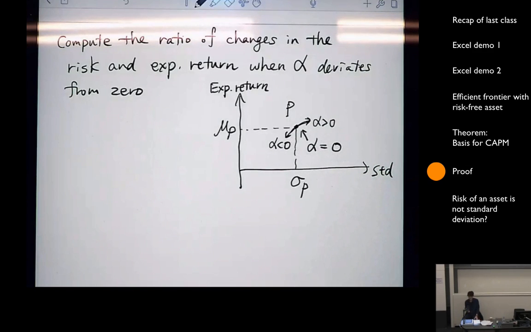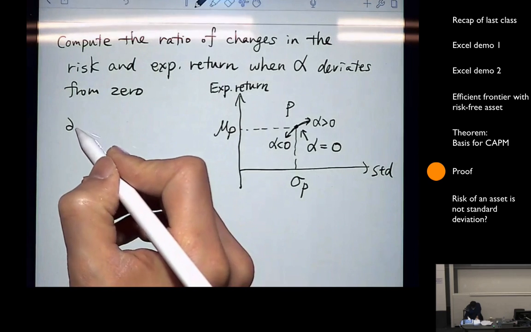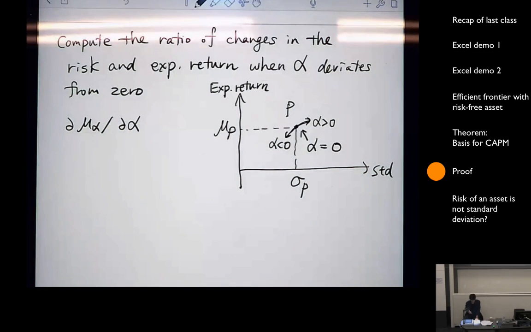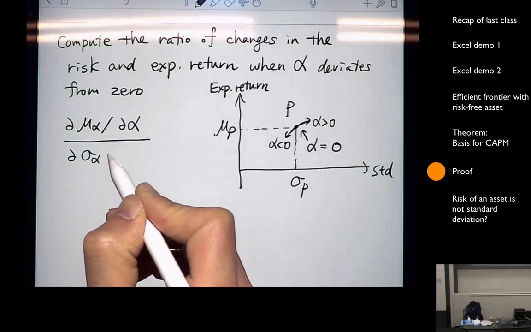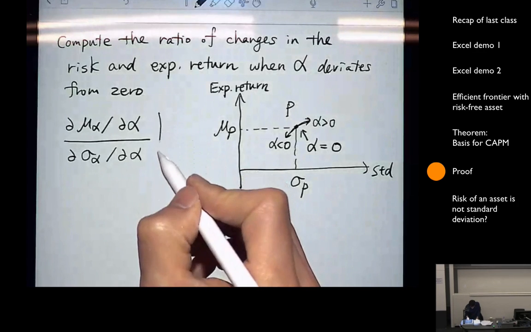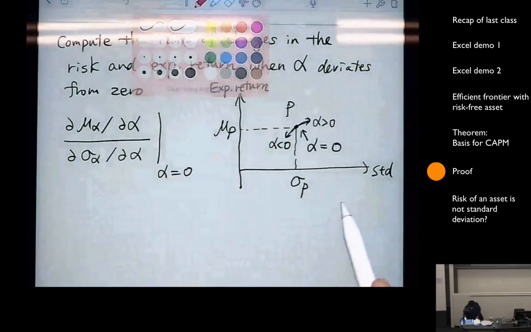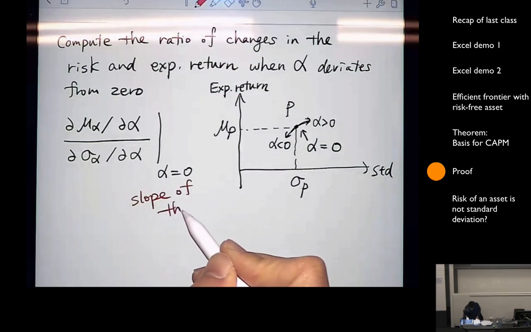And what we want to compute is the ratio of the changes of the risk and expected return. So mathematically, we want to compute this. The change in the expected return of this portfolio divided by the rate of change in risk when alpha changes from 0. Okay, so graphically, slope of this change.